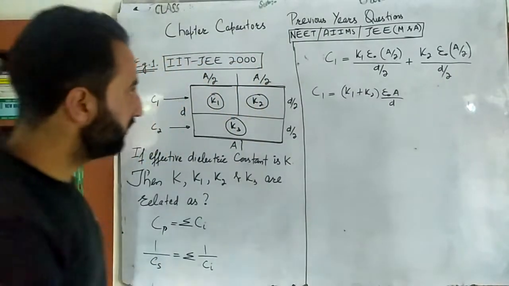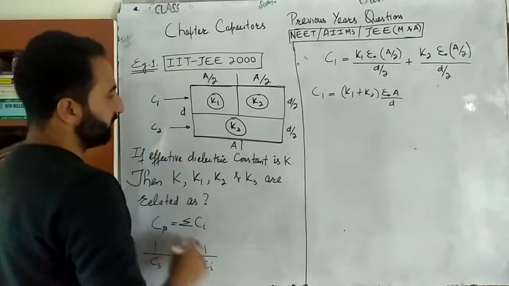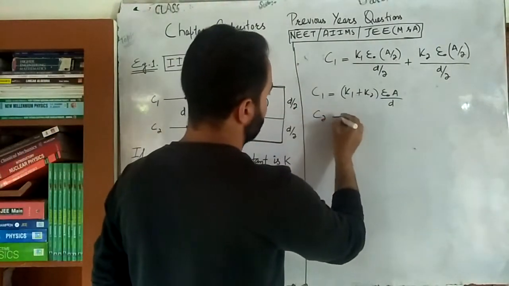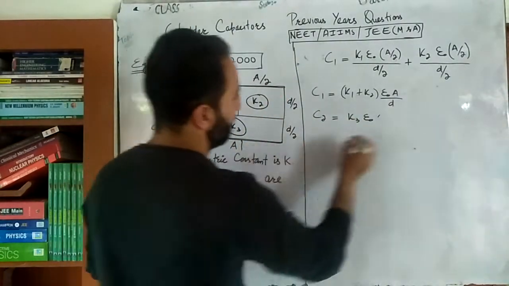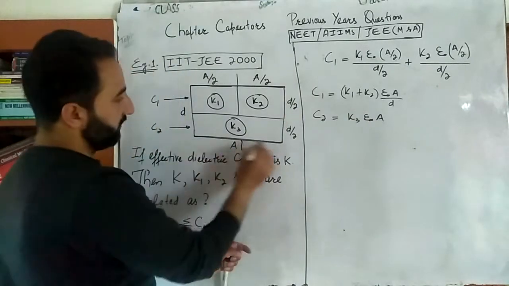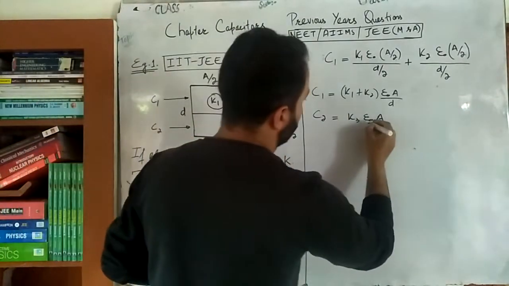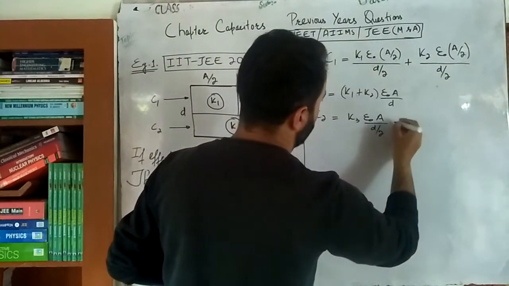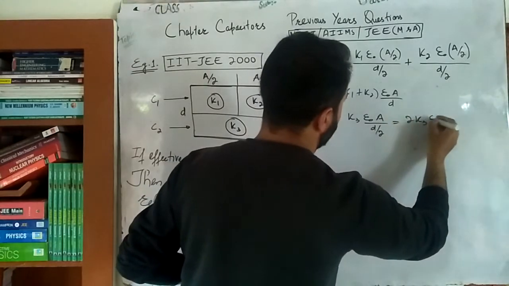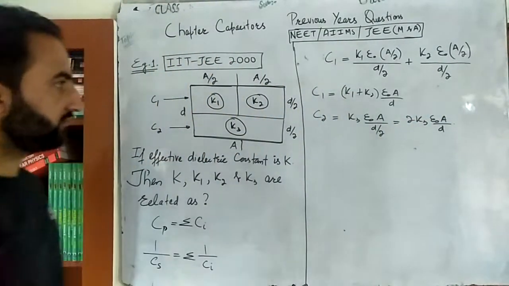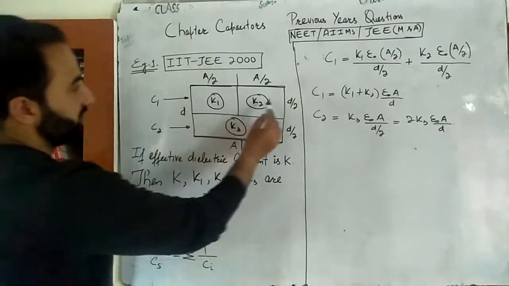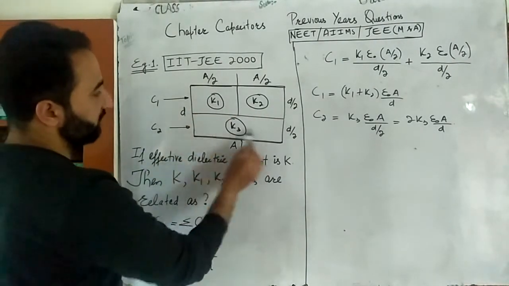So this is C1, and then obviously C2 is the capacitance of this. Straight away we can write C2 is equal to K3 into epsilon naught multiplied by its area, that is A, and the width, that is D by 2, so divided by D by 2. Or you can write it like this: twice K3 epsilon naught A divided by D. So this is C2, isn't it? C1 is the capacitance of this one, and C2 is the capacitance of this one.